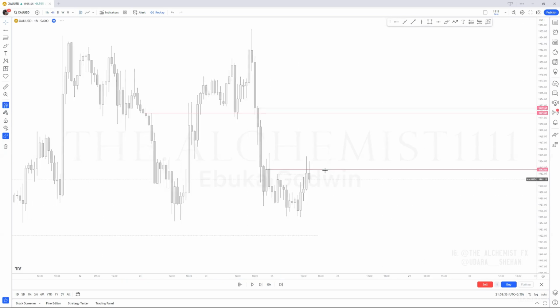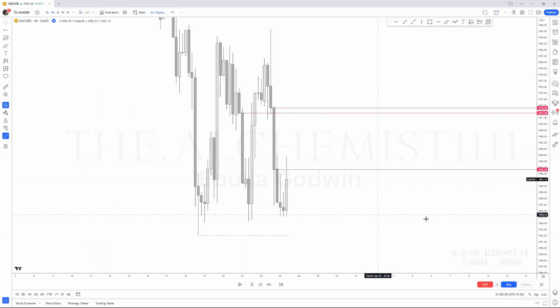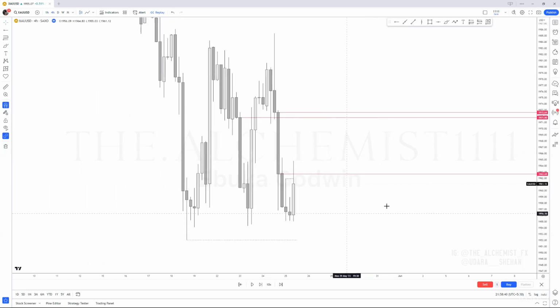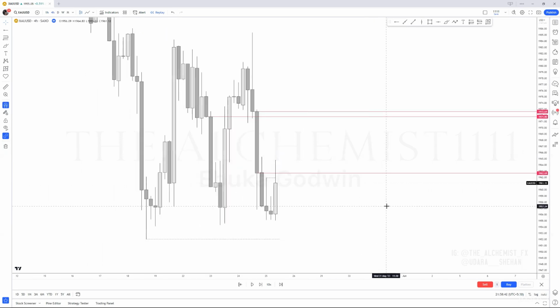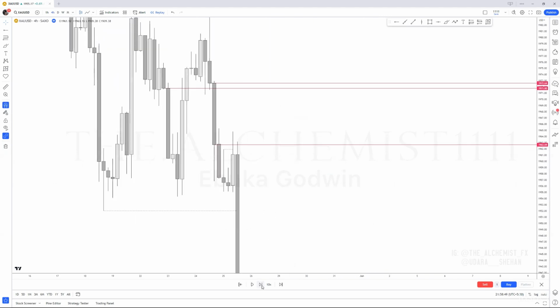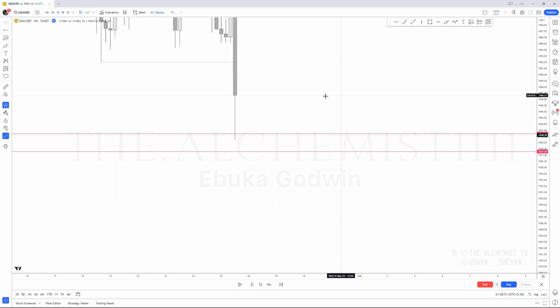Now look at this. H4. Now we will talk about setups. We have different types of setups. I'll explain that. We have one very strong setup. I will explain that as well later. Look at this. H4 has rejected this. If the next candle comes here, what do you do? Enter. Boom. Look at the drop.